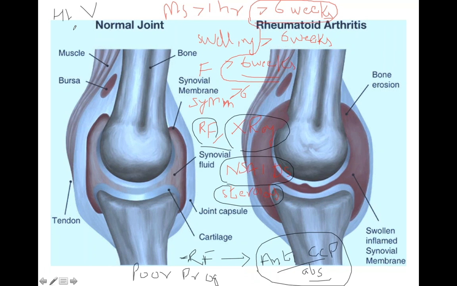Another important point is rheumatoid arthritis never involves the axial skeleton. I have seen very advanced cases of rheumatoid arthritis, where there is destruction of the fingers. I will come to that. And the patient says, I feel pain in my neck. But there is never involvement of the axial skeleton except the cervical spine. So pain in the neck means there is involvement of the cervical spine.